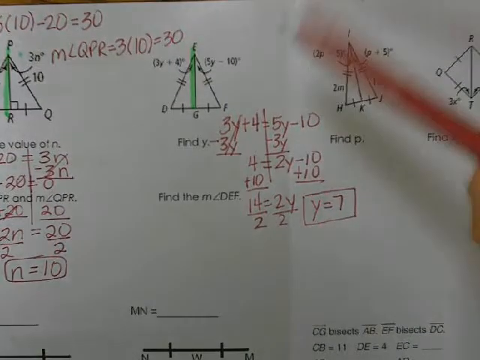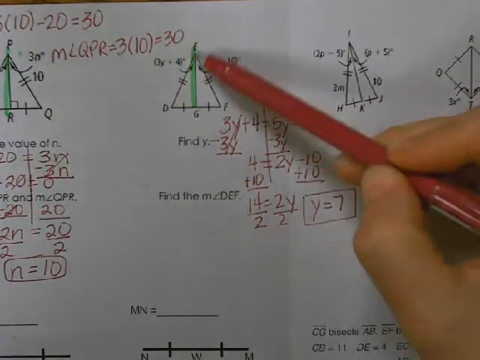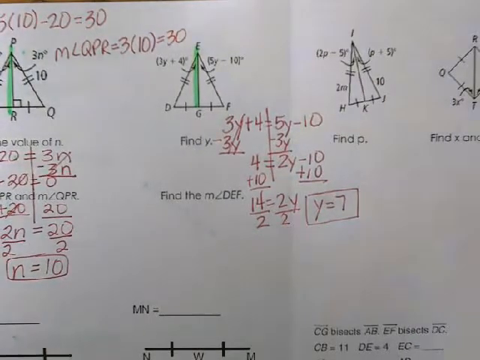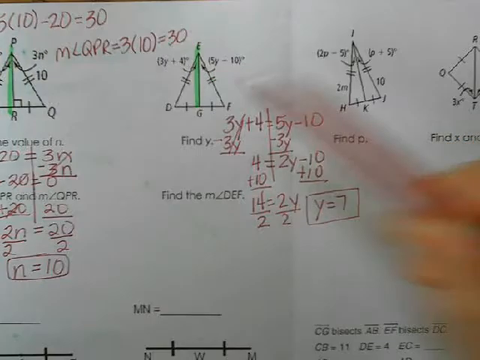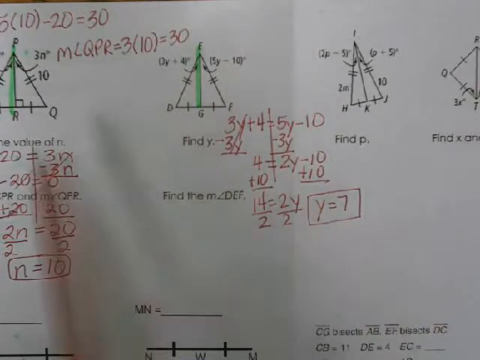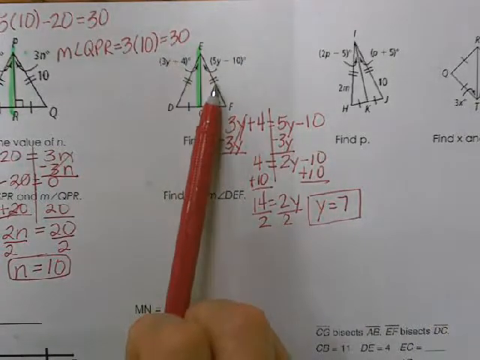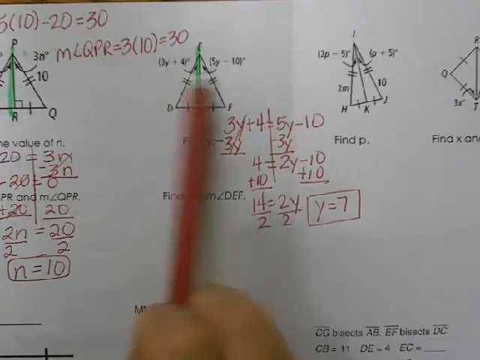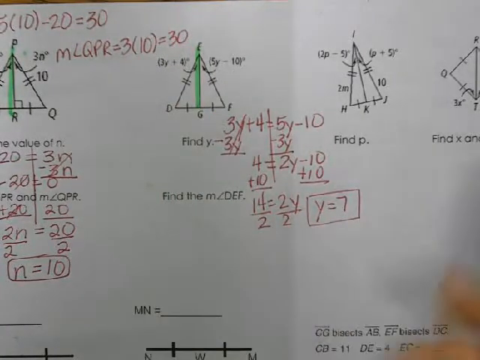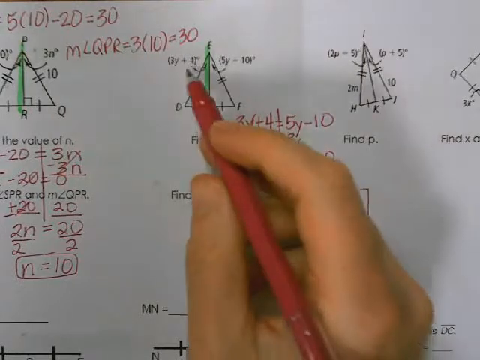Okay? Now it says to find the measure of angle DEF. So that's actually the whole angle up here, okay? So what you're going to do is fill in for one of them and then multiply it by 2. Or you could fill in for both of them and add them together. It's your choice. So I'm just going to go ahead and find one angle.